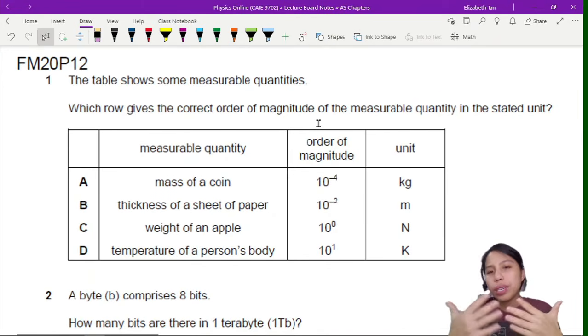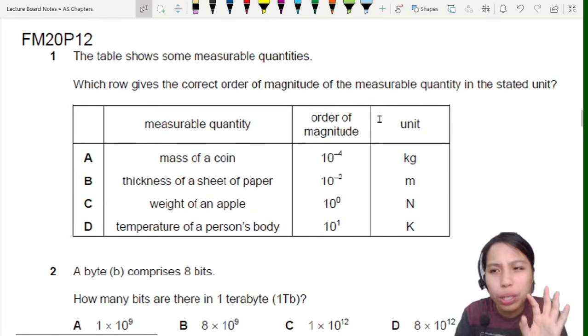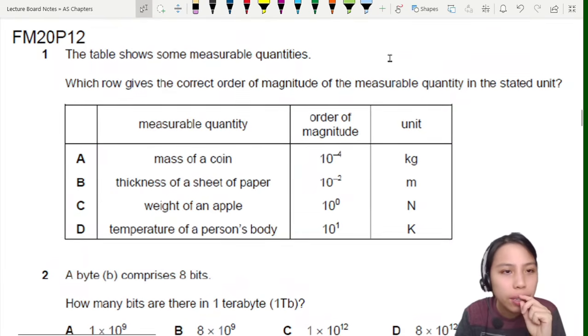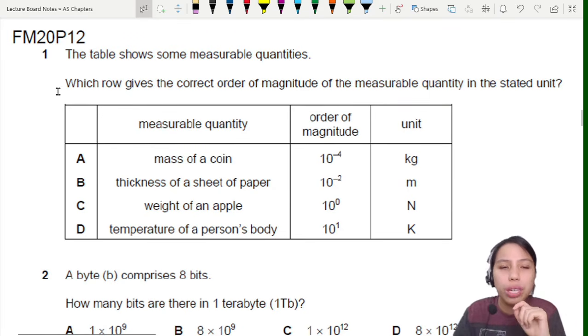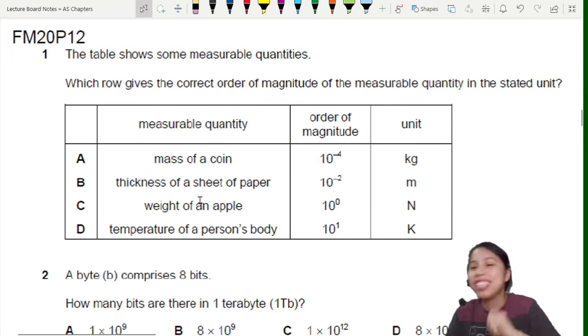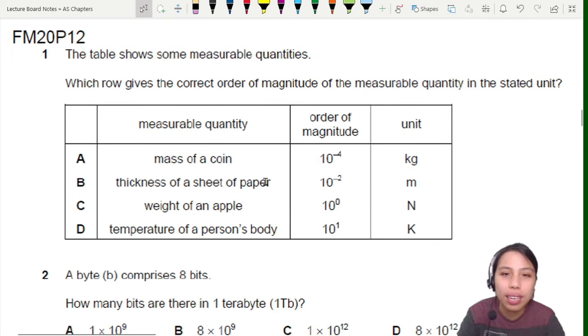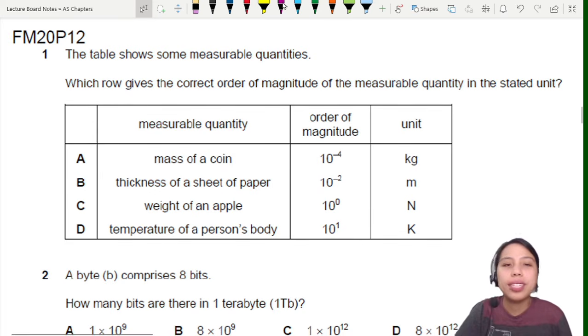So these quantities often help us to guess and make estimates, which is what this whole first part is about. This table shows some measurable quantities. Which row gives the correct order of magnitude of the measurable quantities in the correct unit? Wow, lots of things to check. Let's check. First one, mass of a coin.